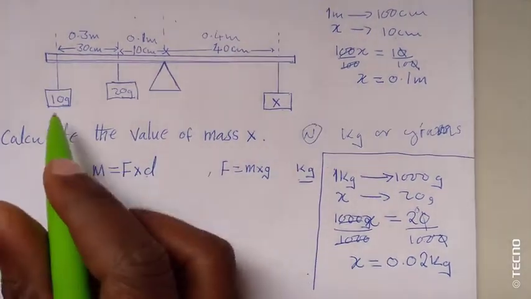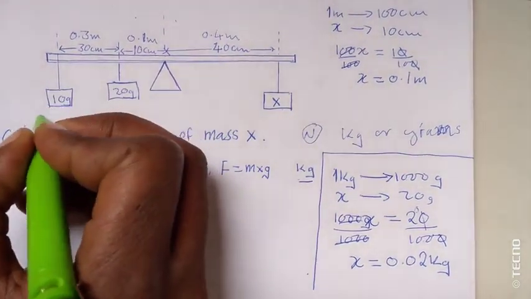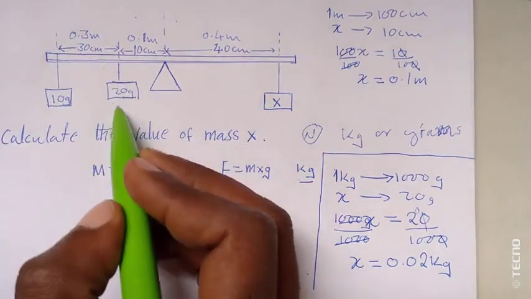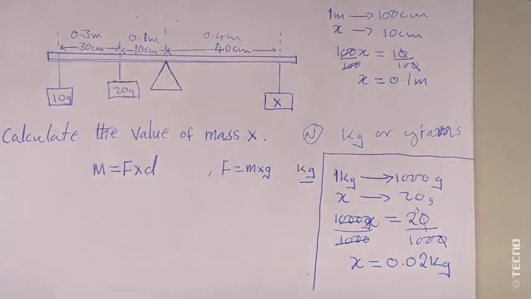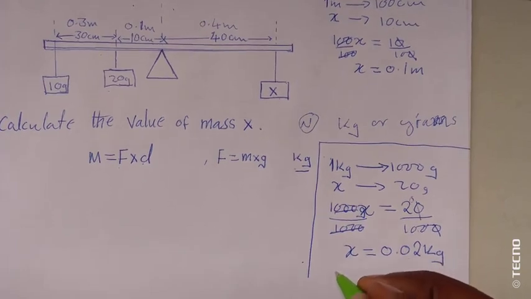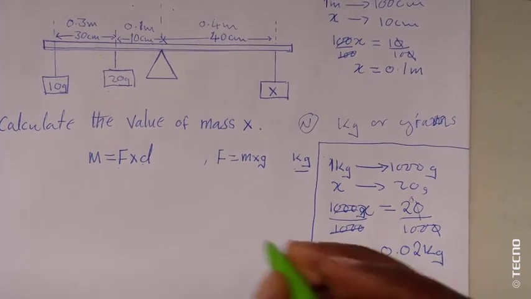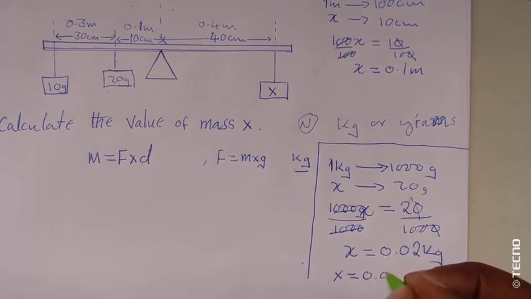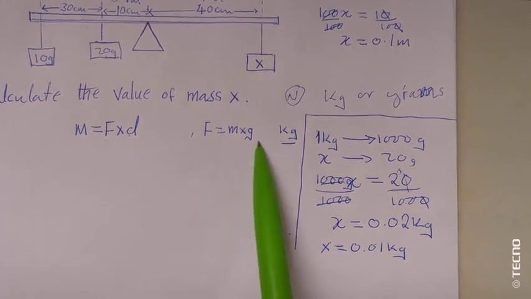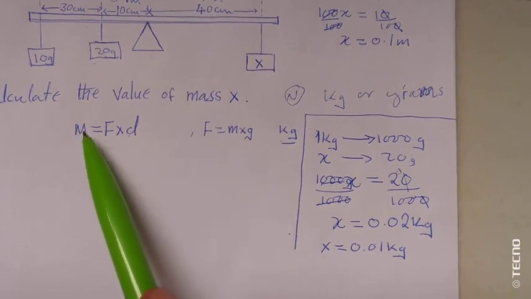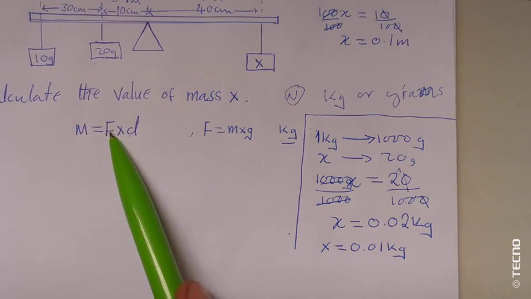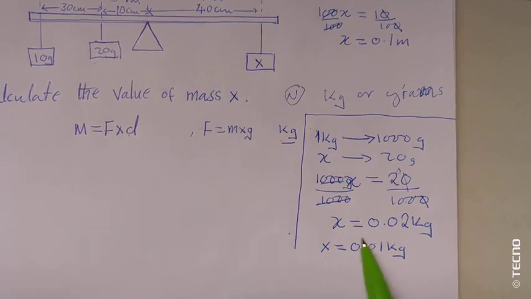So here this mass now changes to 0.02 kg, and the other one where there is 10 grams will also change to 0.01 kg. Okay, now remember what I said there. You need to calculate the force, because the moment here, we are told, is equal to force times distance. So let's calculate the force. We know force, we are going to multiply by what?